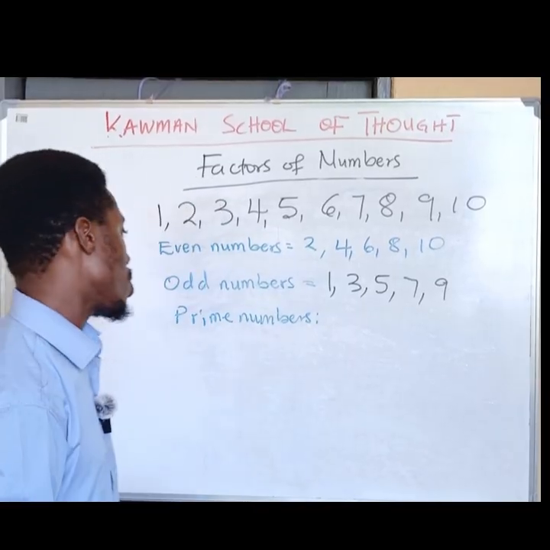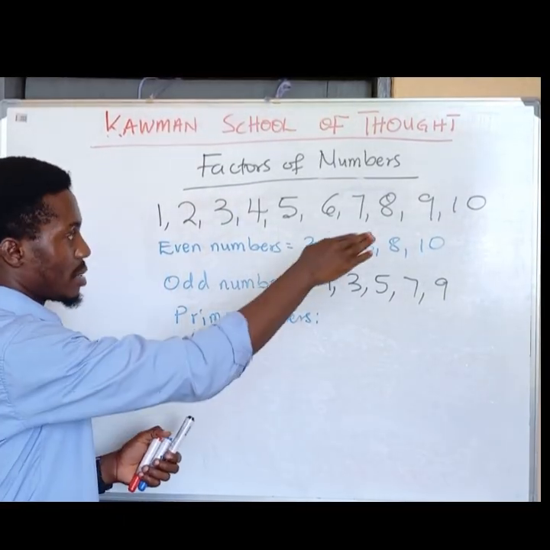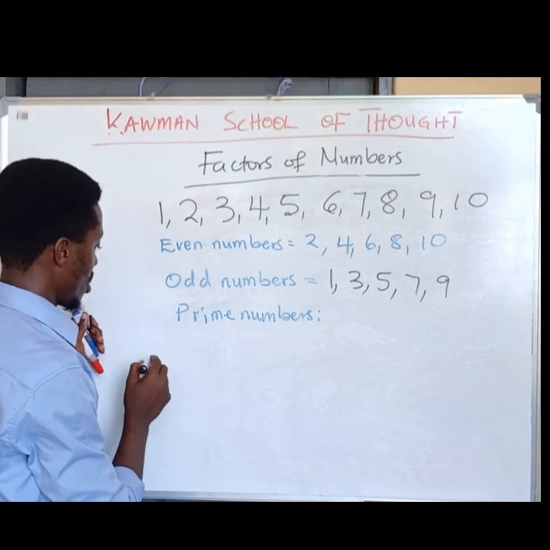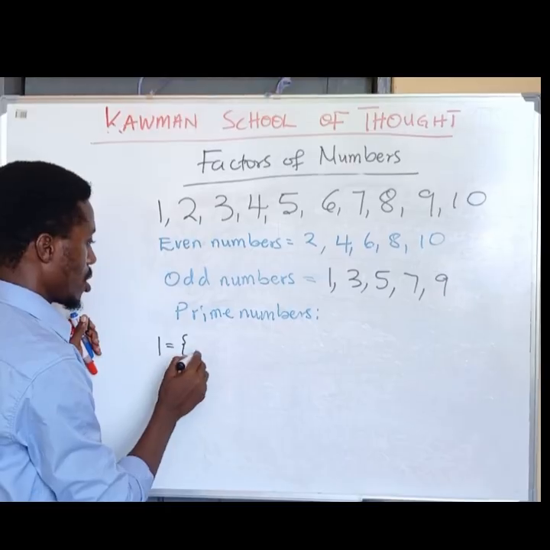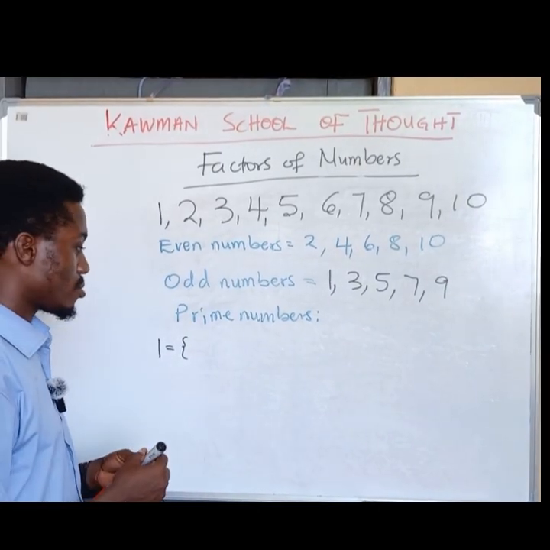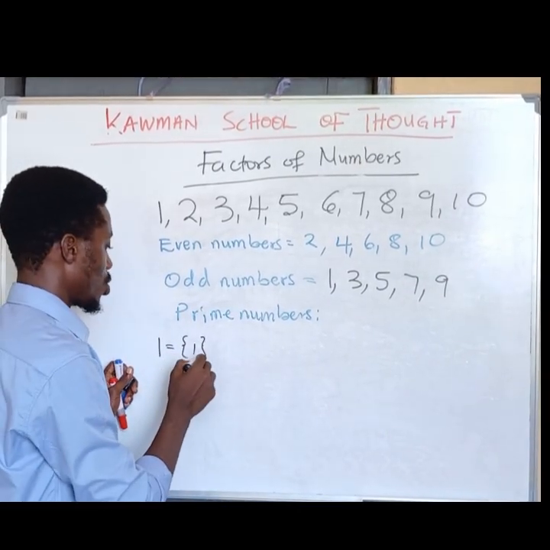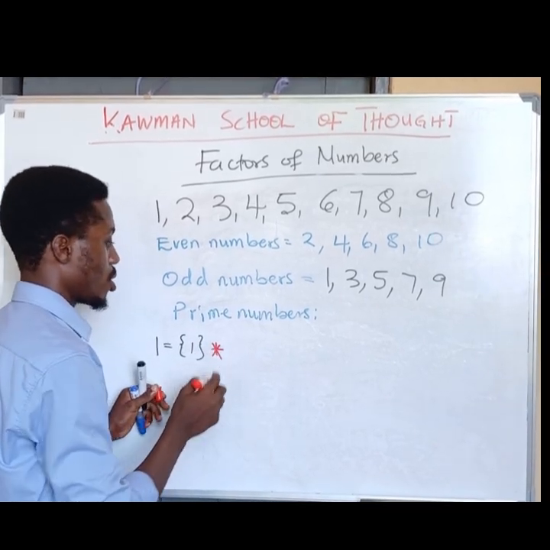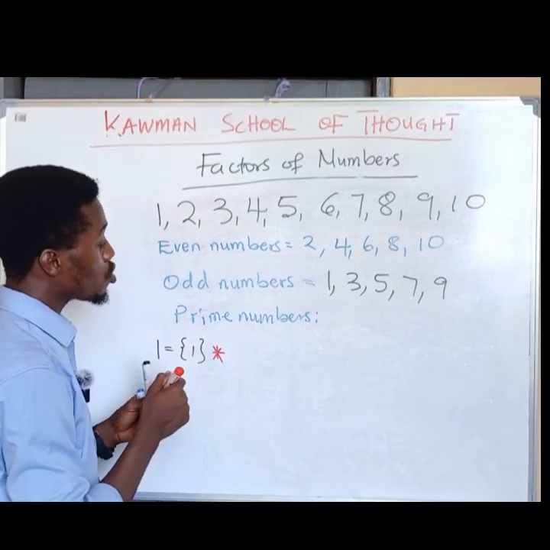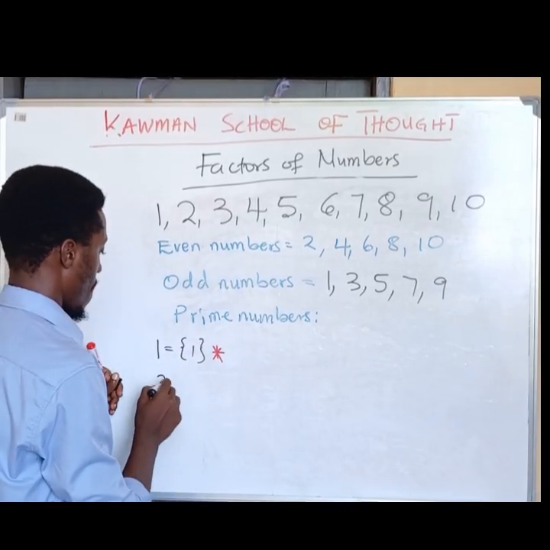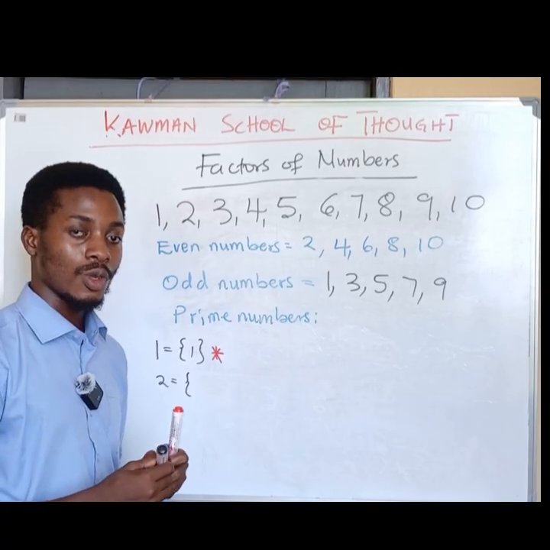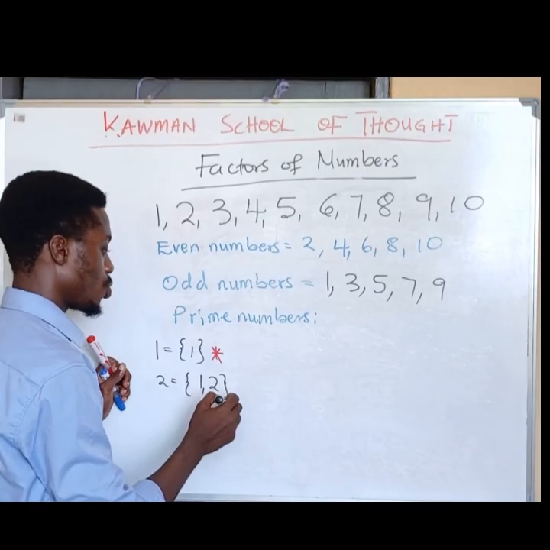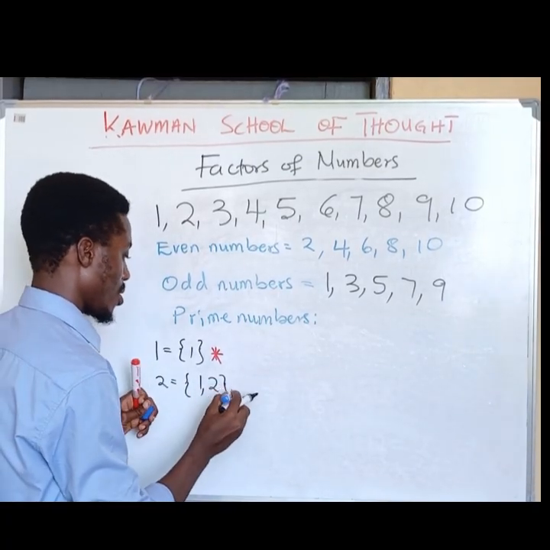What do I mean? Now, let's pick these numbers and let's test our hypothesis and see. 1. How many factors can we get from 1? It's just 1. Alright, so 1 is not a prime number. Why? Because it has only 1 factor. What about 2? Let's pick 2. What are the factors of 2? The factors of 2 are 1 and 2. So 2 is what? A prime number.